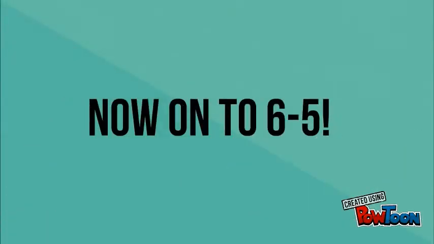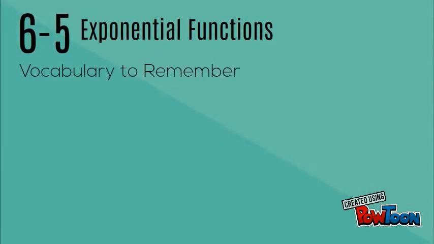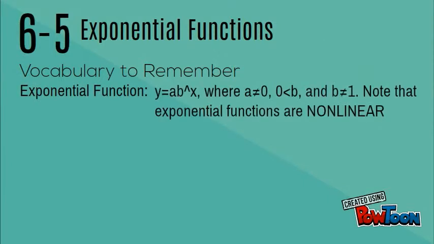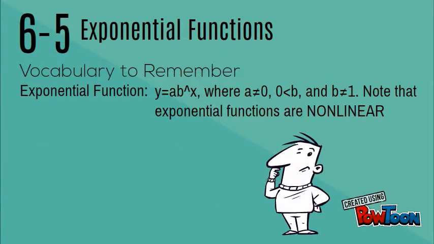Now on to 6.5. Exponential functions. Vocabulary to remember. Exponential function: y equals a b to the x, where a doesn't equal 0, b is larger than 0, and b does not equal 1. Note that they are nonlinear.